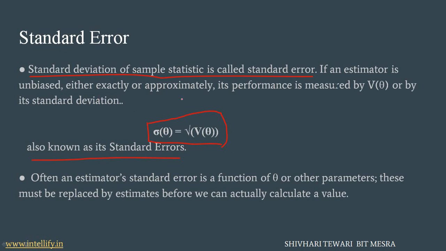So the standard error is basically also called standard deviation, which is used in statistics, and we calculate the standard deviation to see how much the data deviates from our particular result, or our particular mean or median. Often an estimator's standard error is a function of theta or other parameters. These must be replaced by estimates before we can actually calculate a value.